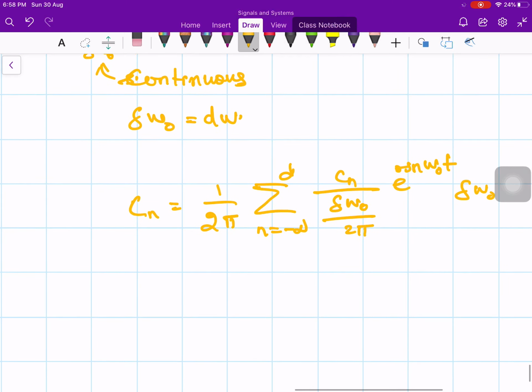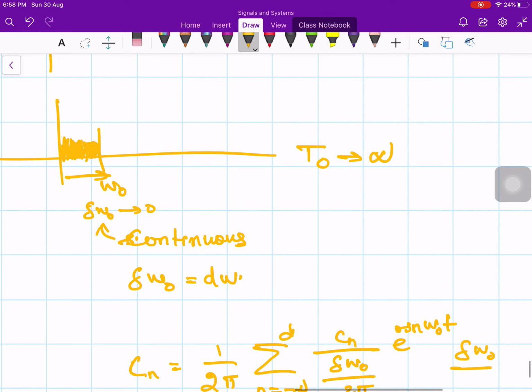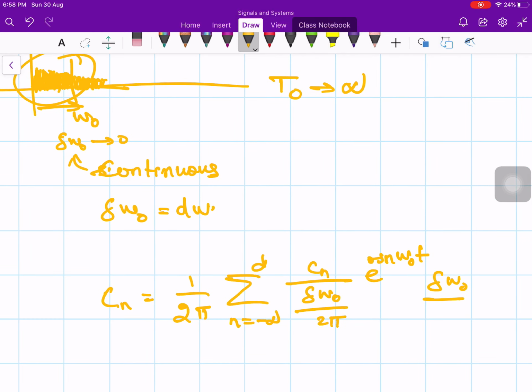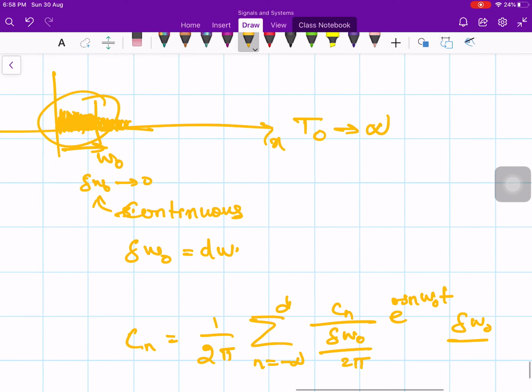So this delta omega naught becomes smaller and smaller. The lines get crowded almost next to each other, so at every point on the x-axis I have lines everywhere. Therefore we can say that delta omega naught is the frequency at which a line exists in the spectrum, and now the line theoretically exists at every point on the x-axis.